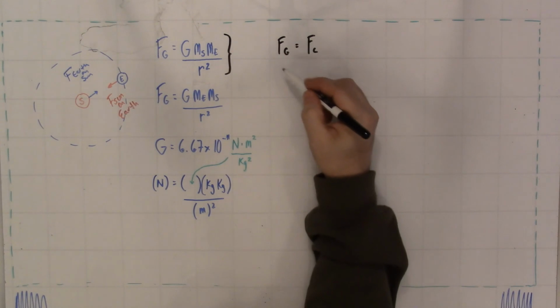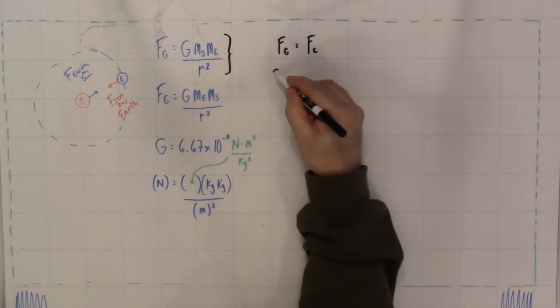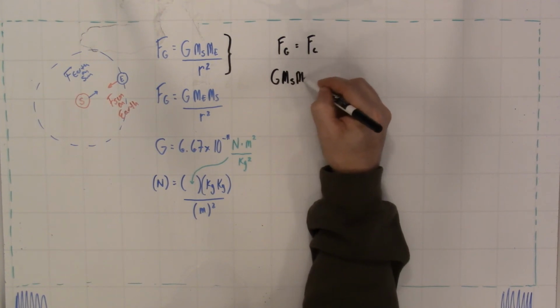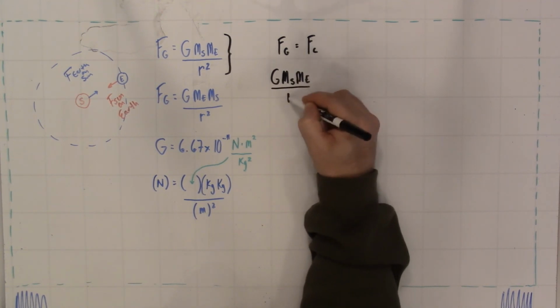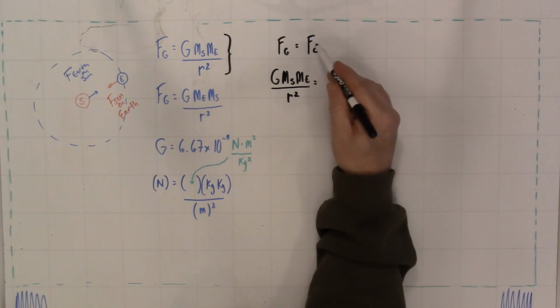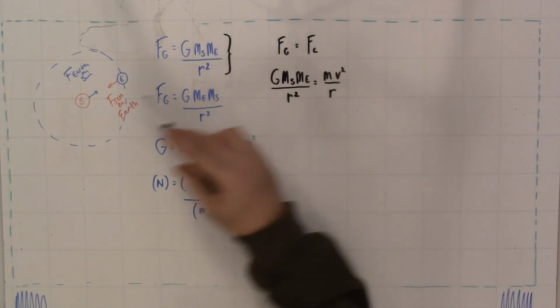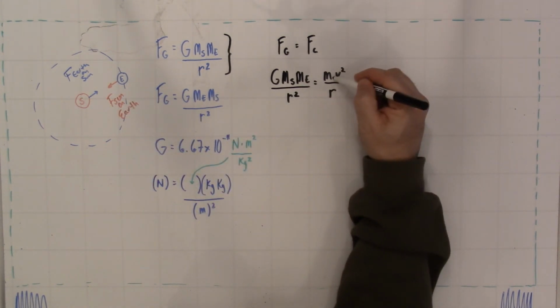Now this is a weird thing because we know this equation is G, mass of the sun times the mass of the earth divided by the radius squared. But what is the centripetal force formula? It's mv squared over r. Now what m is this? Well, because we're talking about the earth, this is the mass of the earth.